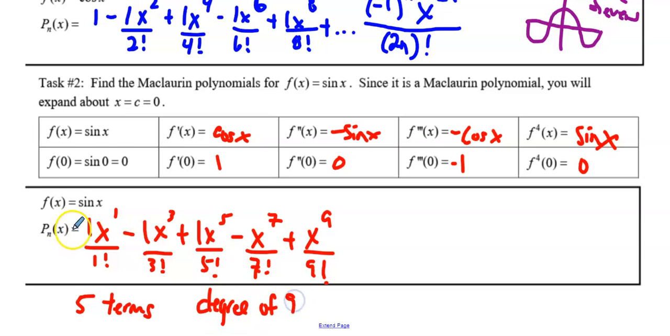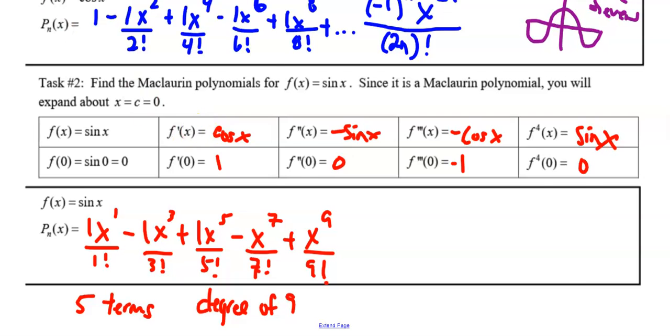Sometimes they're going to ask you to write a Maclaurin or Taylor series polynomial with maybe 5 terms, which again, it shows you all of these, or it may say a degree of 5. So 5 terms would be what you see right here. A degree of 5 would only be these first 3 terms right there that we started with.